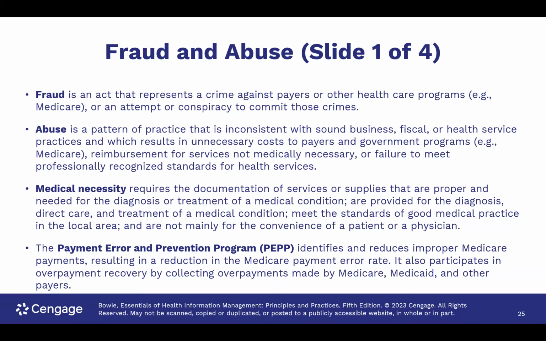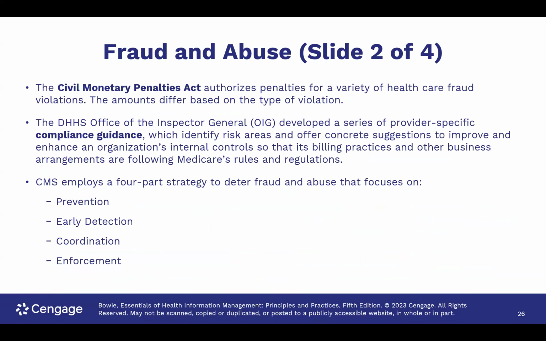Abuse is just inconsistent, expensive practice. Medical necessity requires the documentation of services and supplies that are proper and appropriate that are needed to diagnose and treat a condition. The Payment Error and Prevention Program identifies and reduces improper Medicare payments that results in a reduction in the Medicare payment error rate, right? So it's basically another cost control, if you will.